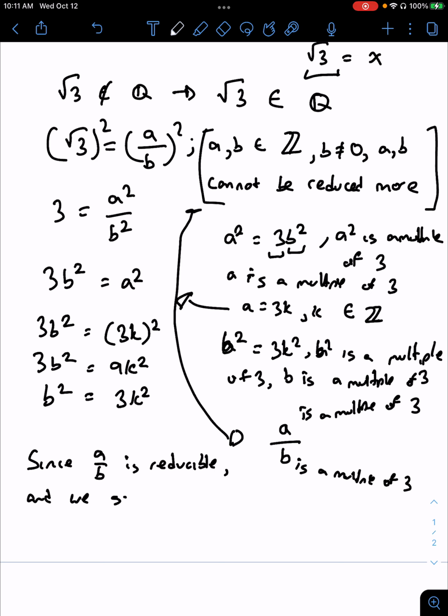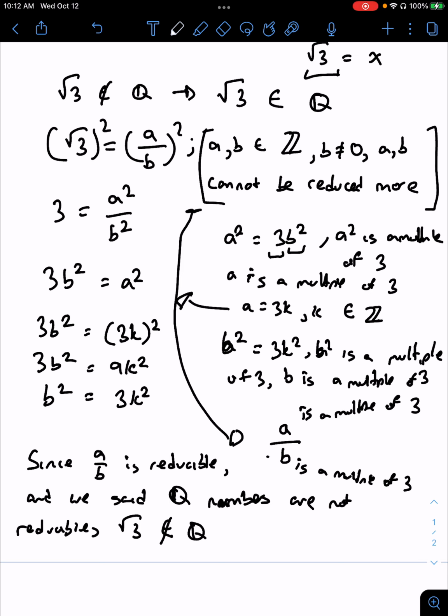and we said rational numbers are not reducible, a nor b, oh no, we're not proving that, to be honest. And we said rational numbers are not reducible. Radical 3 is not an element of rational numbers.